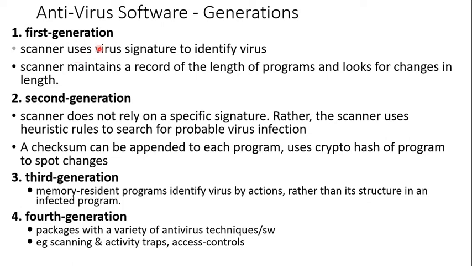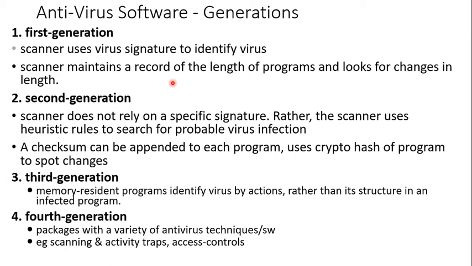With respect to these three, how did they do it in the first generation? They were maintaining the virus signature. The scanner used to maintain the virus signature, and based on the virus signature they used to find out. Assume there is a respective signature of a particular virus and you know that signature. Later, if you come across any file with the same signature, then you conclude that this file is affected with the virus.